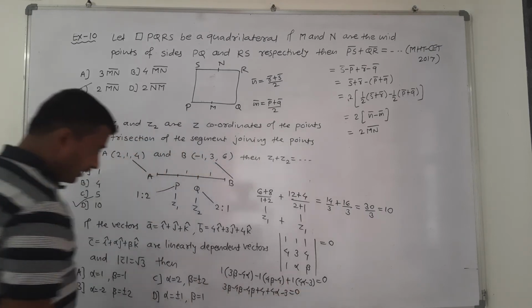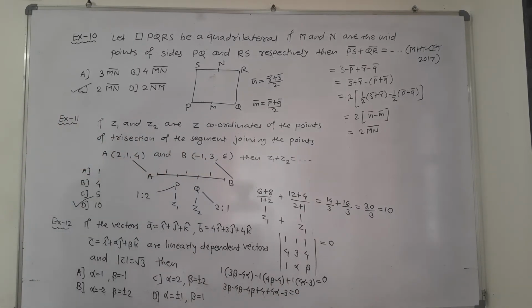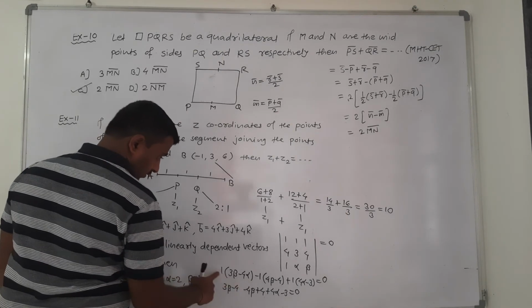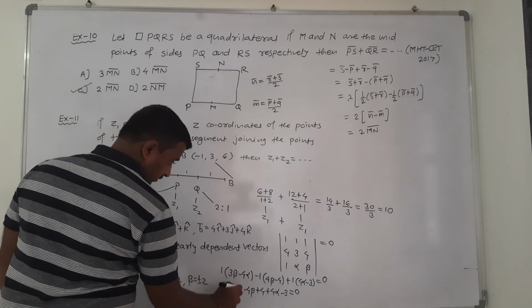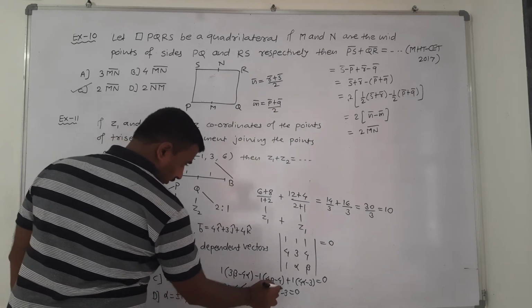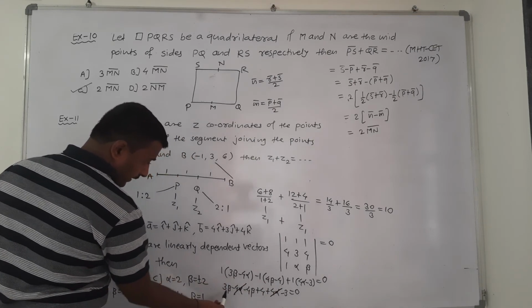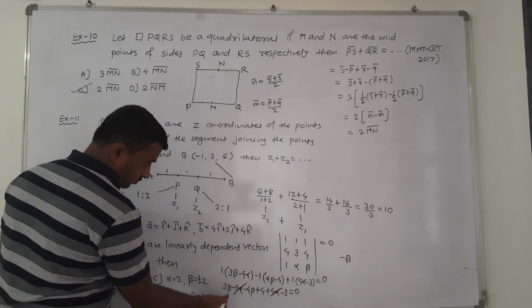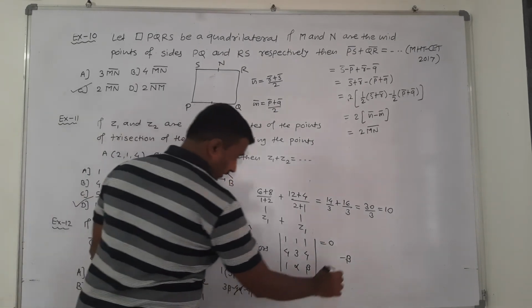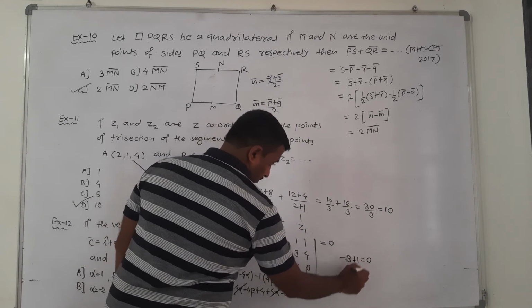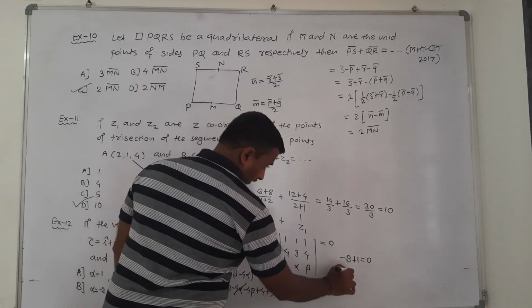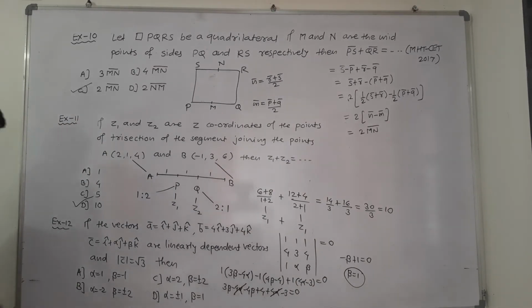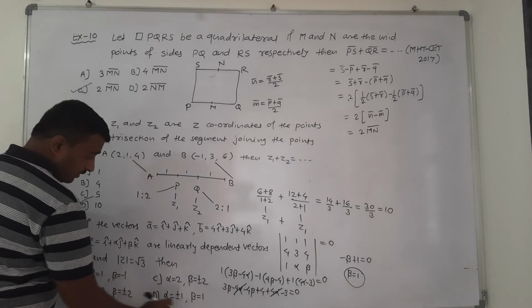Now check the simplification. Minus 4 alpha plus 4 alpha cancel, 3 beta minus 4 beta is minus beta, and 4 minus 3 is plus 1, equal to 0. Therefore beta is equal to 1. Just check the options for beta equal to 1. Only one option has the value beta equal to 1, D option.